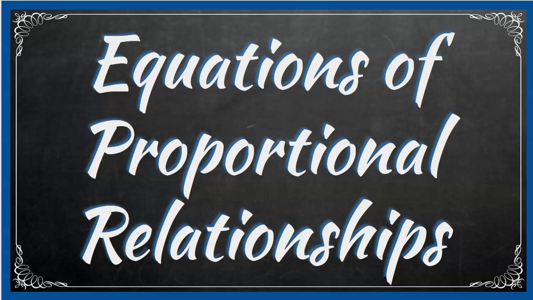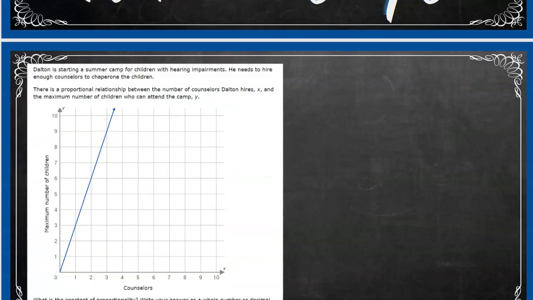In this video, we're going to be looking at equations of proportional relationships. We also want to look at the correlation between graphs, equations, and tables. Each one of these can represent proportional relationships, and you can convert from one to the other. So let's look at a problem here. Let's look at an example.